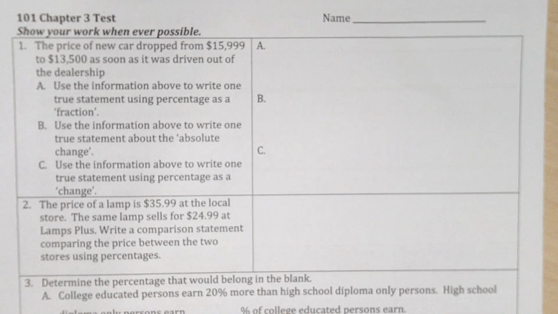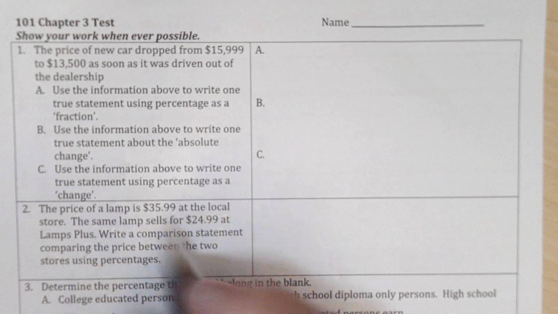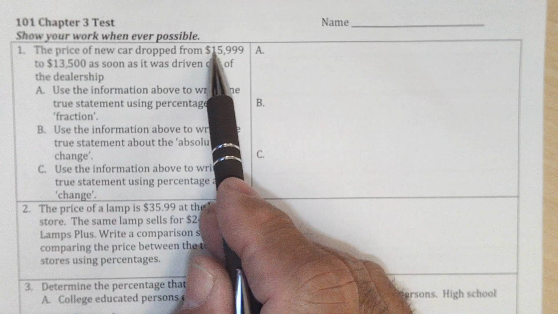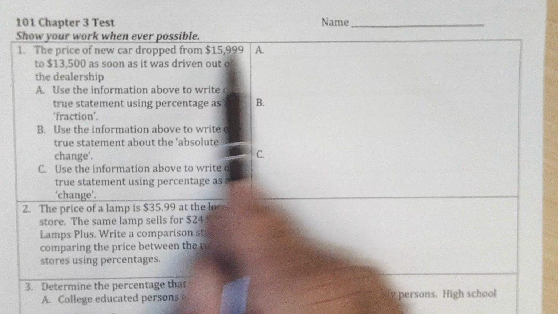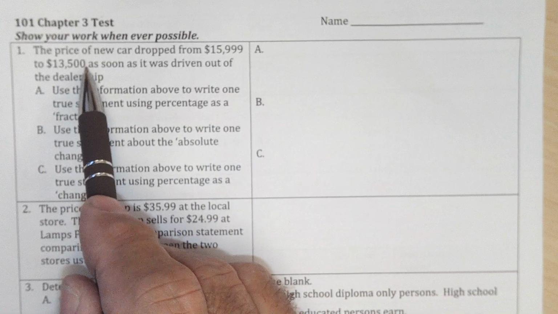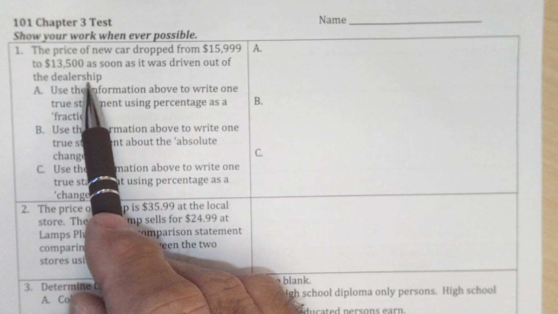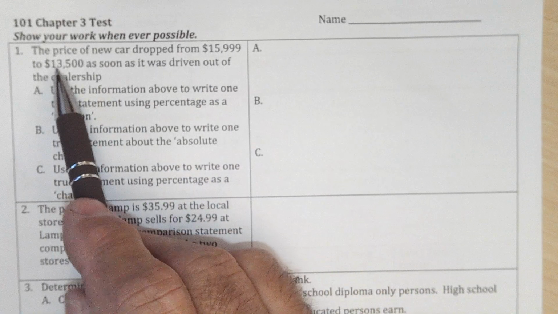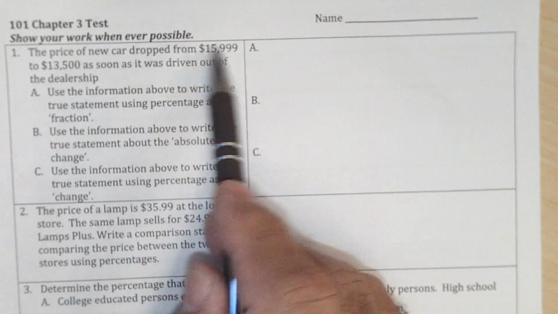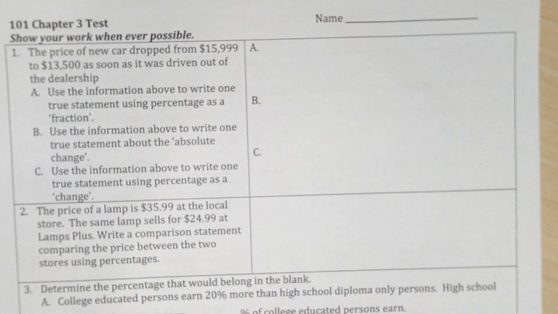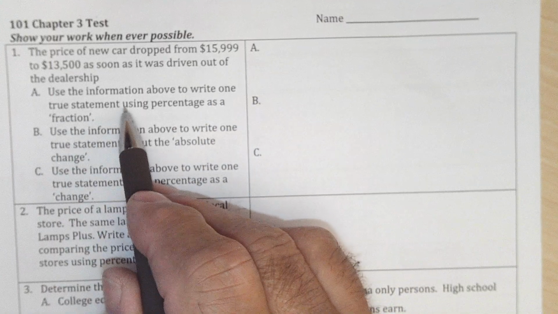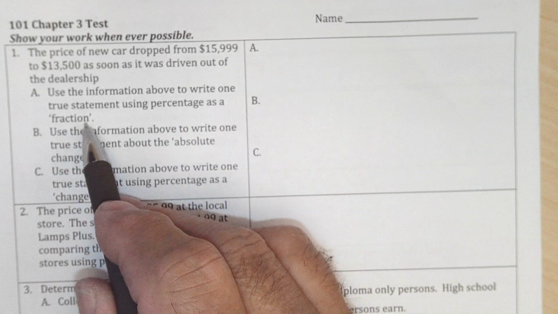Okay, let's go over the sample test for Chapter 3. The price of a new car dropped from $15,999 to $13,500 as soon as it was driven out of the dealership. That's kind of typical. The prices of cars are a little bit higher now, but that's when I wrote this test, that was the numbers I used. Use this information to write one true statement using percentages as a fraction.